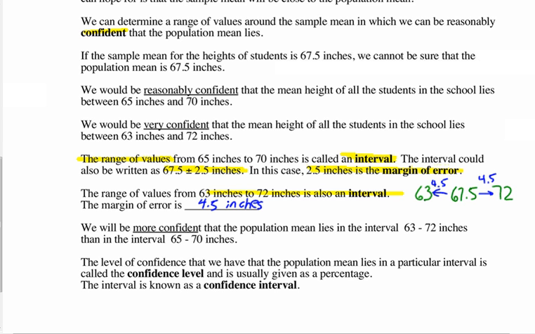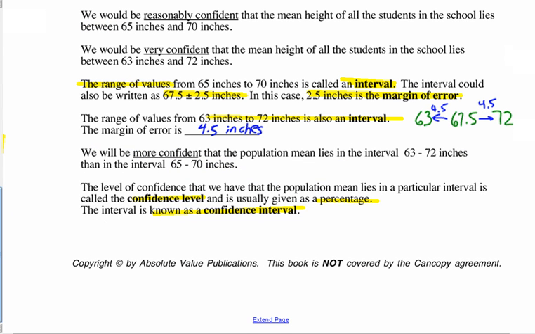The level of confidence that we have that the population mean lies in a particular interval is called the confidence level. And it is usually given as a percentage. The interval is known as a confidence interval. So just to review, if I was given something like 63% plus or minus, let's say 2.5%, okay? This whole thing is what we call a confidence interval. The confidence interval can be written this way.